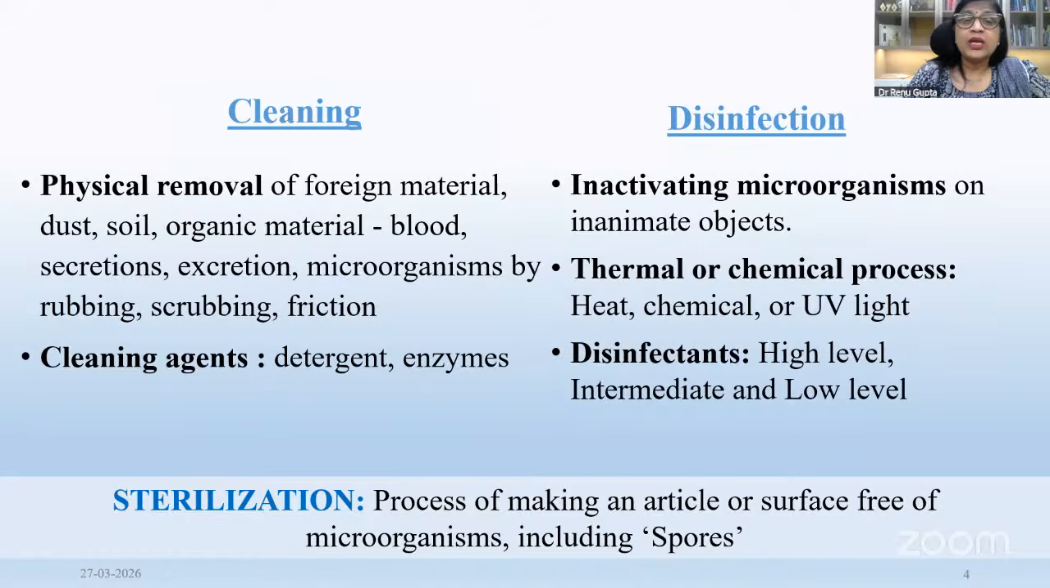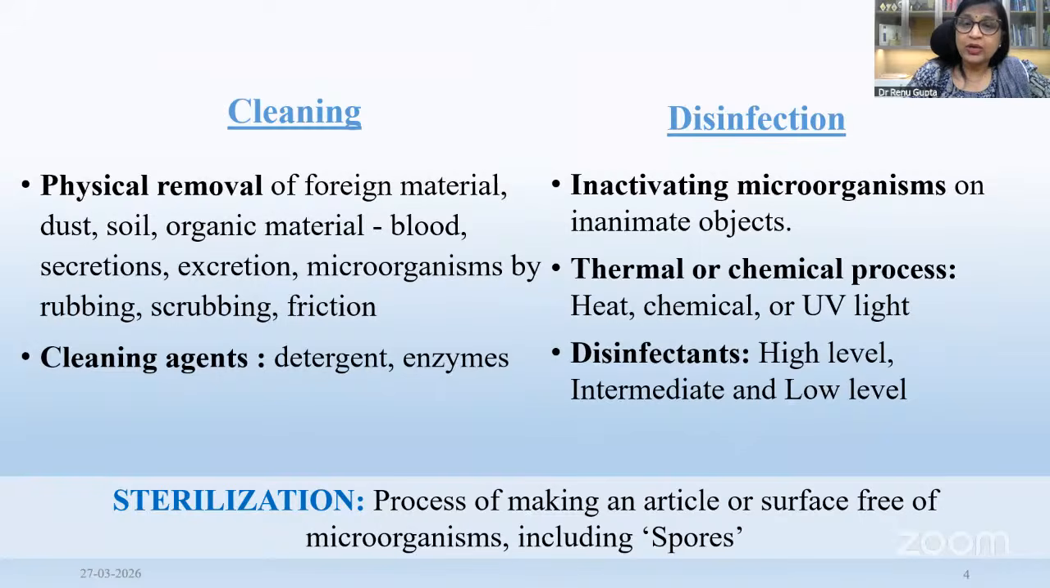Disinfection means you are inactivating microorganisms by the use of some heat, you are boiling, or by some chemicals you are using. Your UV light can be a disinfectant. And disinfectants are further classified into high level, intermediate, and low level disinfectants, which we will see. Sterilization is an advanced process of making an article or a surface free of microorganisms. It also takes care of the spores.